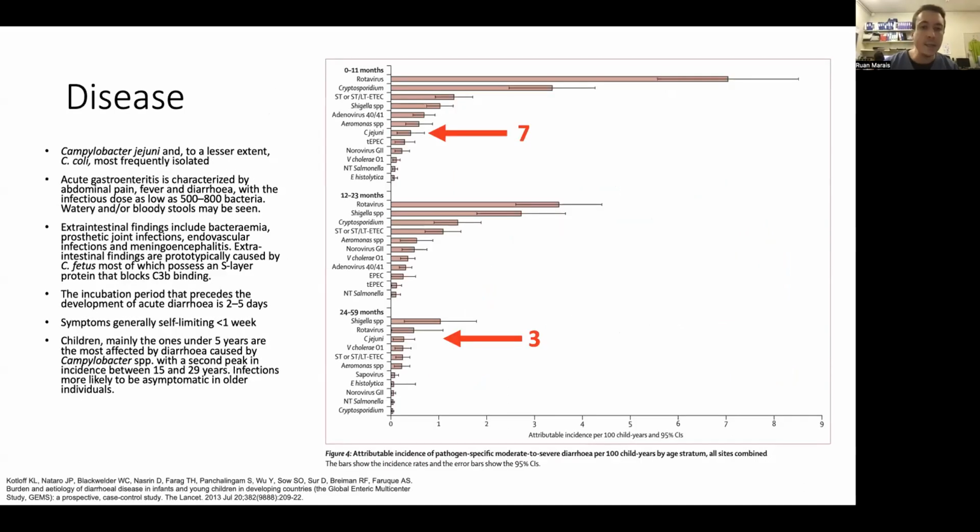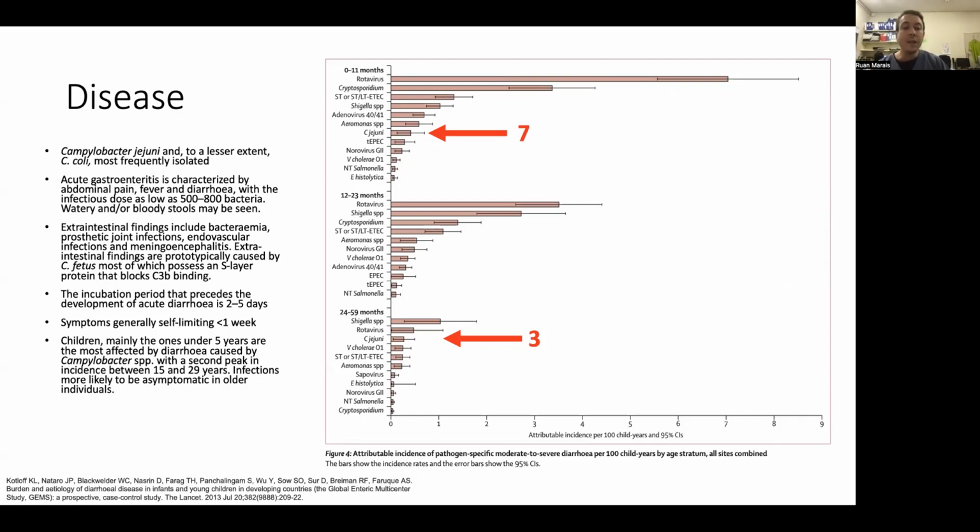In terms of disease, you pretty much have two pathologies. You have the acute gastroenteritis, which is associated with abdominal pain, fever, and diarrhea with a very low infectious dose, and then extraintestinal findings with bacteremia, prosthetic joint infections, and endovascular infections. And these extraintestinal findings are prototypically associated with Campylobacter fetus, possibly because it possesses an S layer which blocks C3b binding, the implication being it's resistant to human serum.